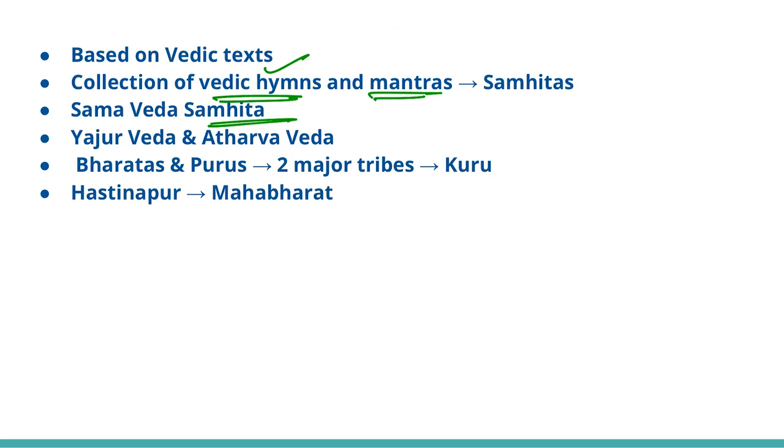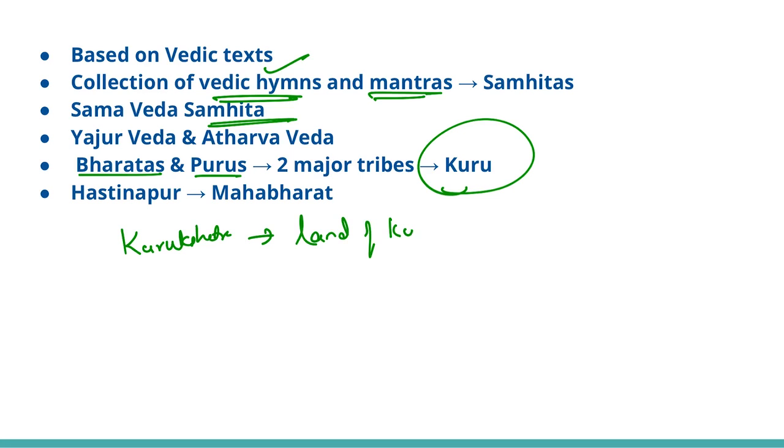the Ganga-Yamuna Doab. The Bharatas and Purus were the two major tribes, and combined they formed the Kuru people. Initially, these people lived between the rivers Saraswati and Drishadvati, just on the fringe of the Doab. These Kurus soon occupied Delhi and the upper portion of the Doab, and they called those areas Kurukshetra, which is also known as the land of the Kurus.